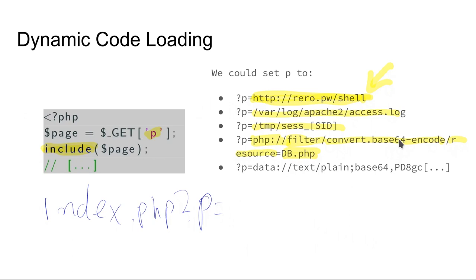Another stream wrapper is the data stream wrapper. In this case, we use base64 encoded text, that is here, that is just base64 encoded PHP code. The stream wrapper will decode it for us, and then here will be valid PHP code, and then again the PHP code will be executed because it's dynamically loaded.